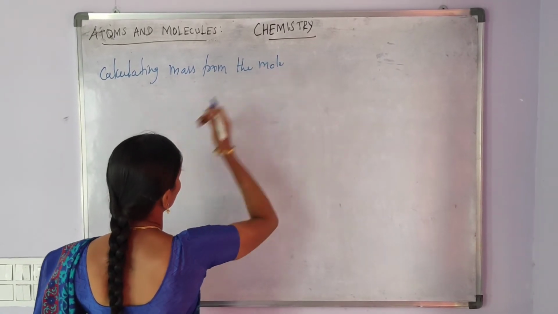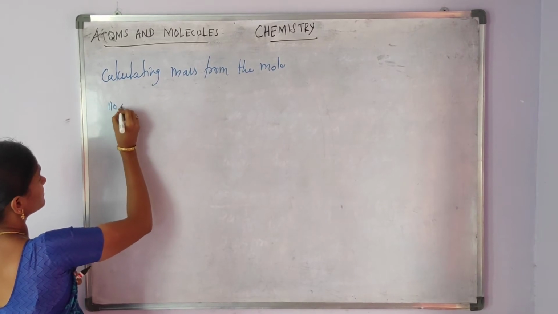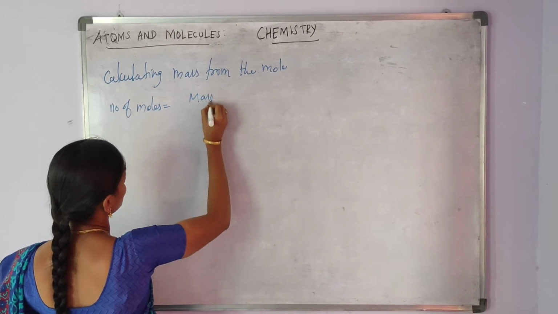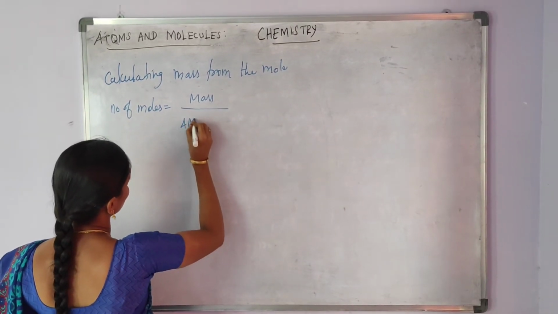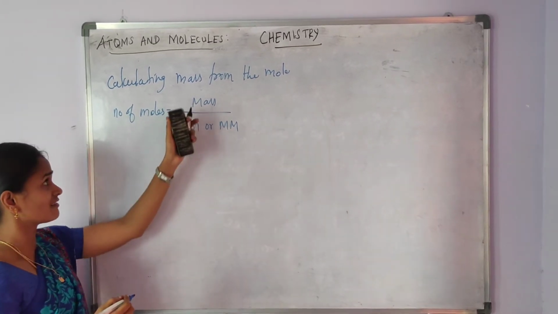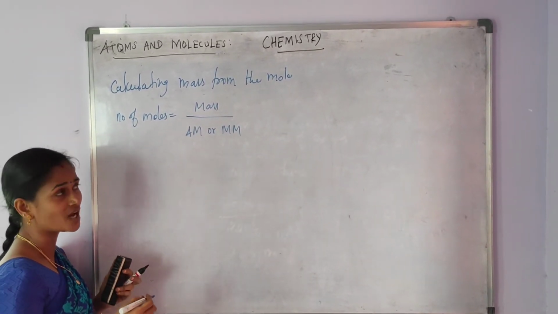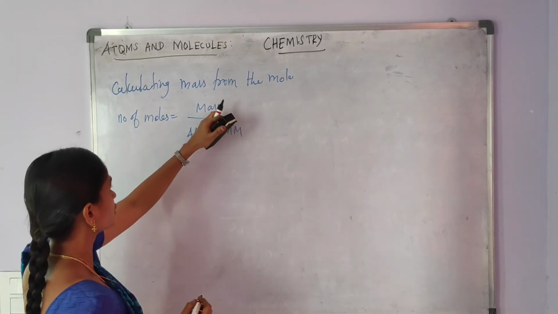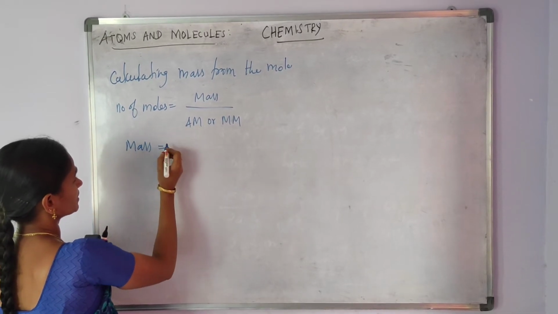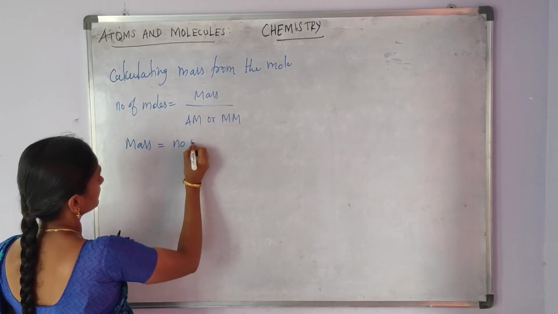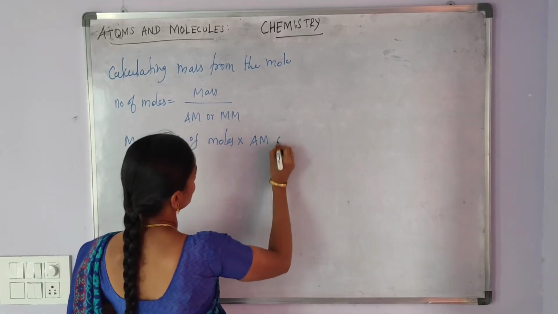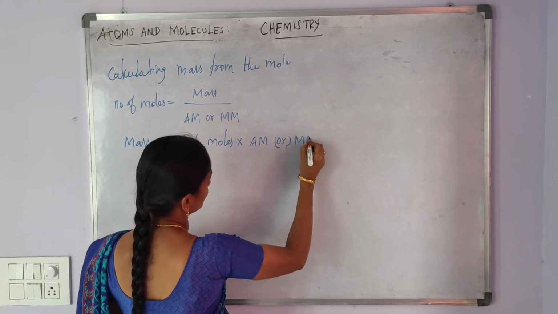Calculating mass from the mole. First of all, the formula is number of moles is equal to mass divided by atomic mass or molar mass. Now we want to find the mass, so the formula is rearranged. Mass is equal to number of moles into atomic mass or molar mass.